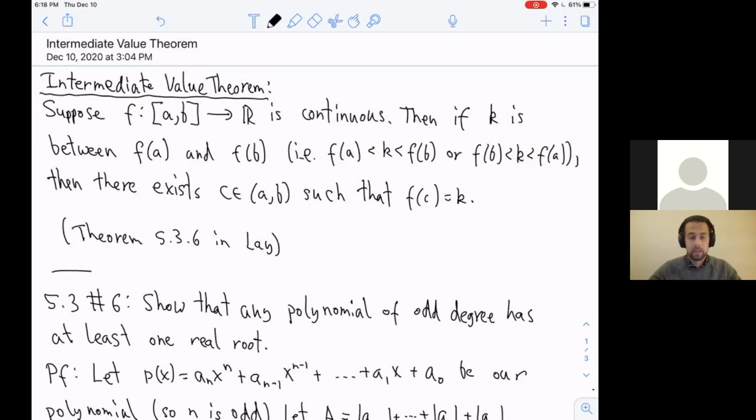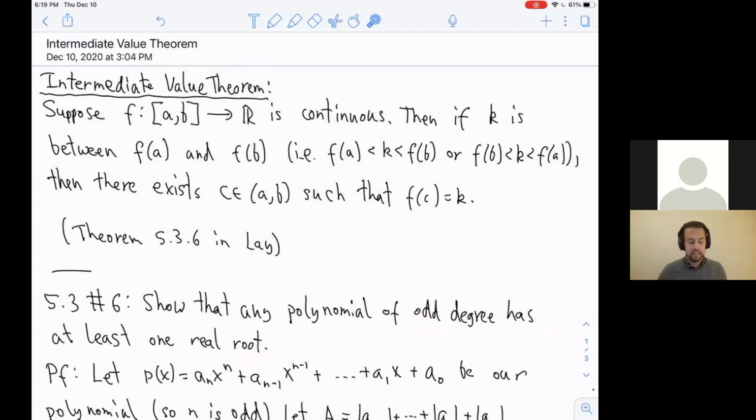So we're going to do a couple of problems to demonstrate this. One of them, this first one, 5.3 problem 6, was one of the suggested but not required homework problems. And the second one was not part of those. This one is to show that any polynomial of odd degree has at least one real root. It's very important that it's odd degree.